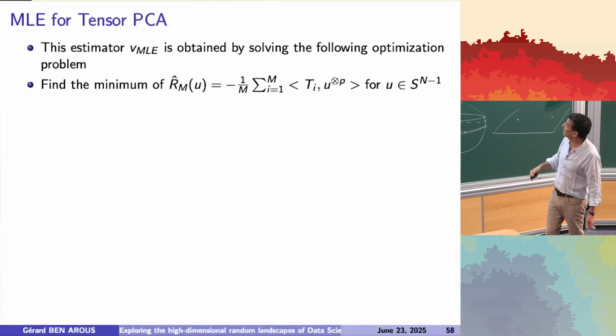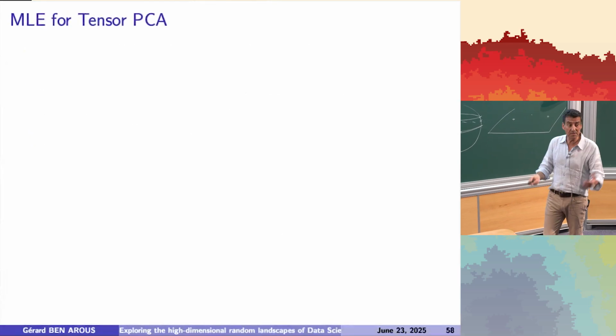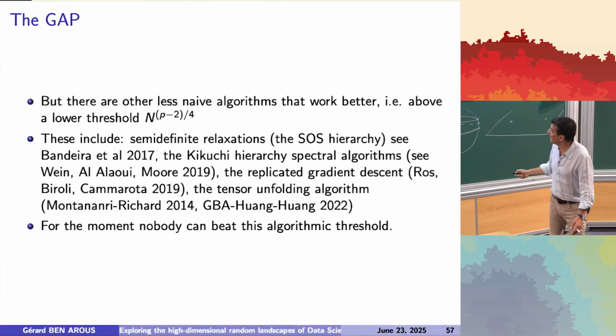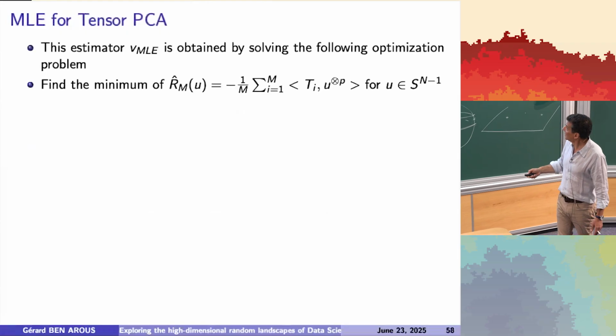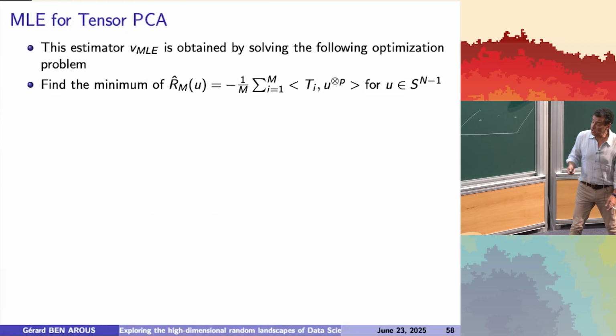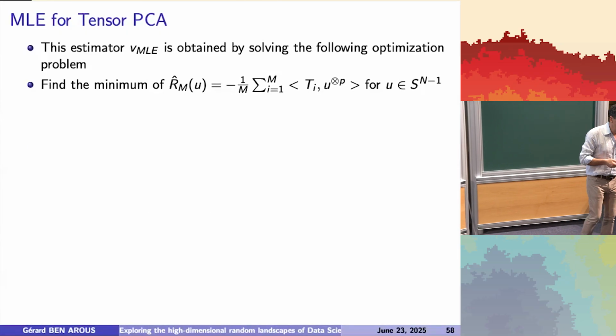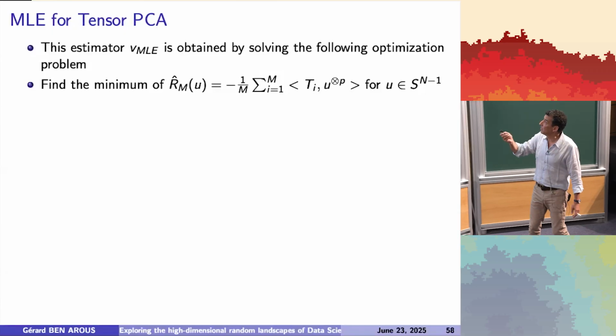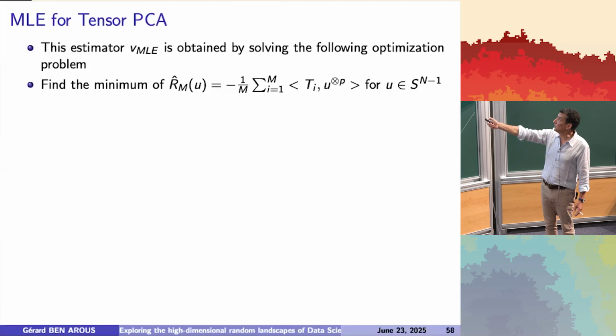Okay. So let's be a little more precise. Let me come back to the plain vanilla thing, the MLE. Okay. So let me write what this is. You estimate V with the maximum likelihood, you solve the following optimization problem. You construct a loss function, this R, depending on M, if you have an M sample. And what you have to do is look at this.